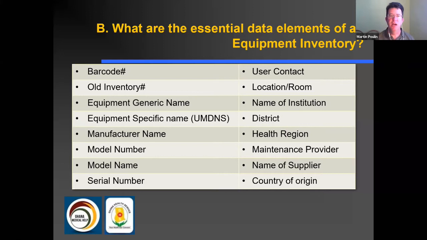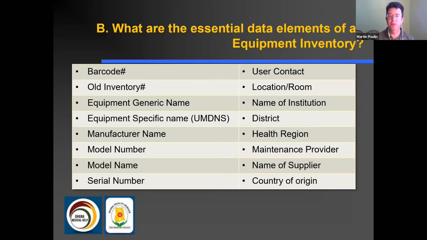You may have an old inventory number that you want to reference. And then what's important is the generic or family name of the equipment, and then the specific name. And we've got in brackets the UMDNS, which we'll talk about a little later on. And then some basic information like manufacturer, model number, model name, being if it has a common name that you usually refer to it, serial number.